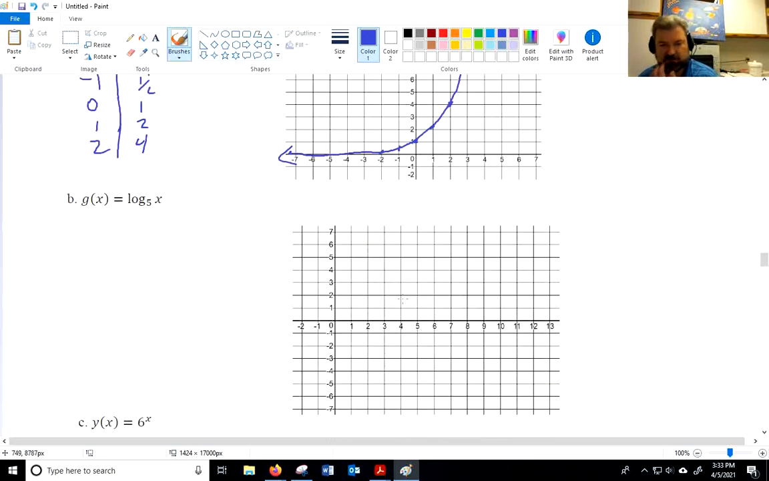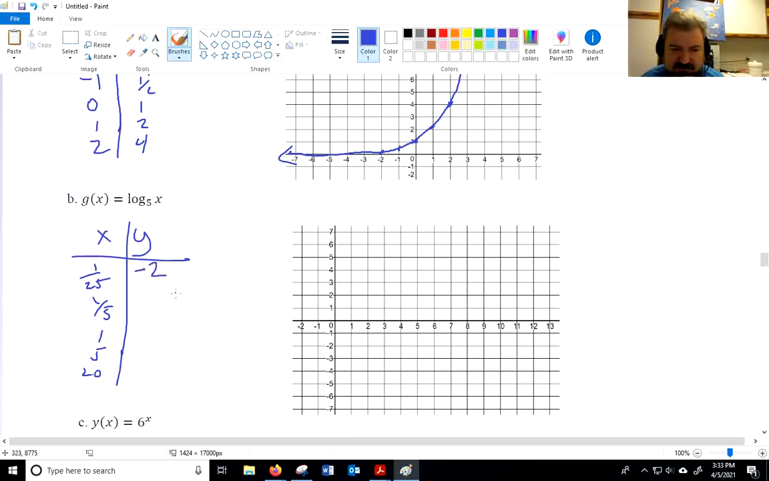Okay, let's do another one. We're going to do the log base 5 of x. So for the x's, I need powers of 5. How about 1/25? 1/5, 1, 5, and 25. The log base 5 of 1/25 is -2. The log base 5 of 1/5 is -1. The log base 5 of 1 is 0. Log base 5 of 5 is 1. And log base 5 of 25 should be 2. So it goes something like this. Then it goes through 5, 1, and keeps going like that.